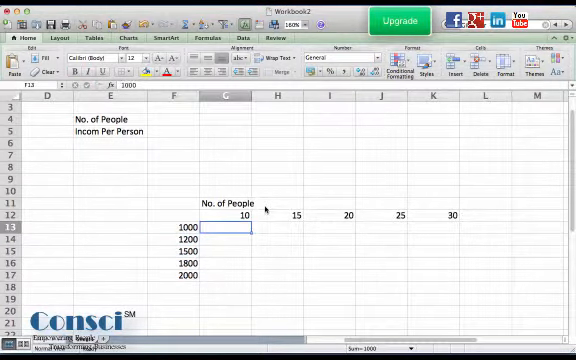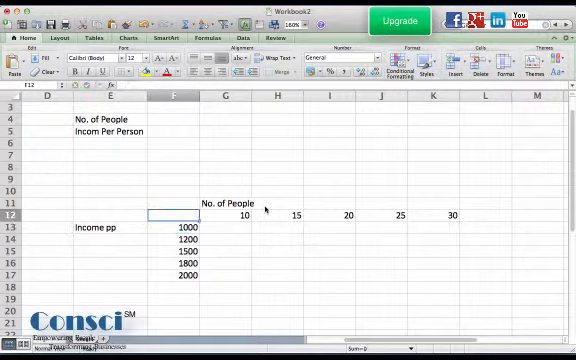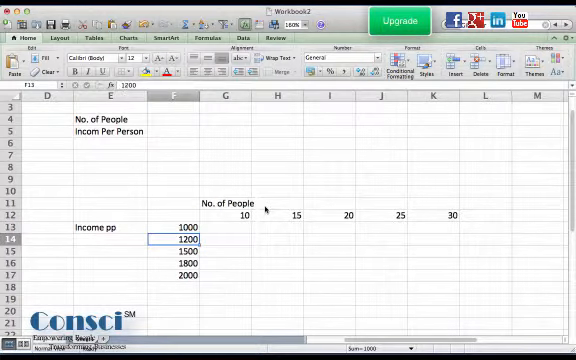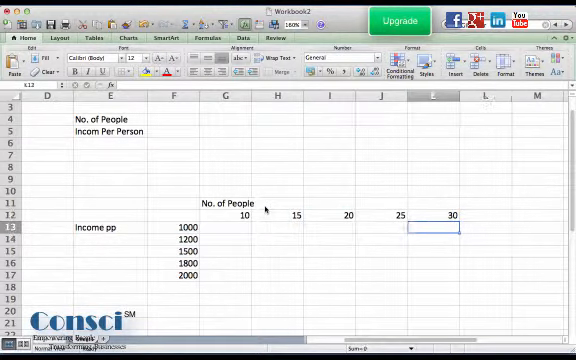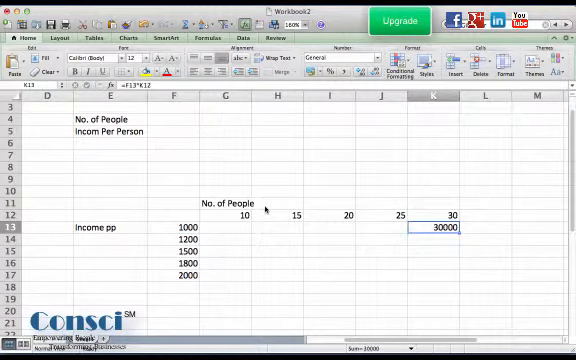Now I want the outcome. So this is number of people and this is income per person. Now this is a typical management decision that how many people they should hire against the income per person that they are offering. So let us say they want to hire 30 people at 1000 rupees or 1000 units of salary per month. So this becomes the resultant cell.